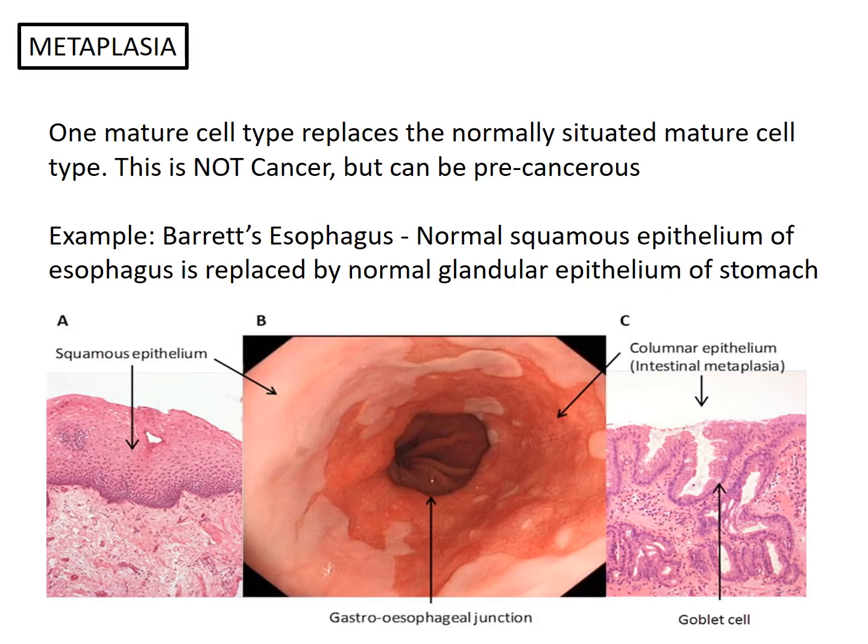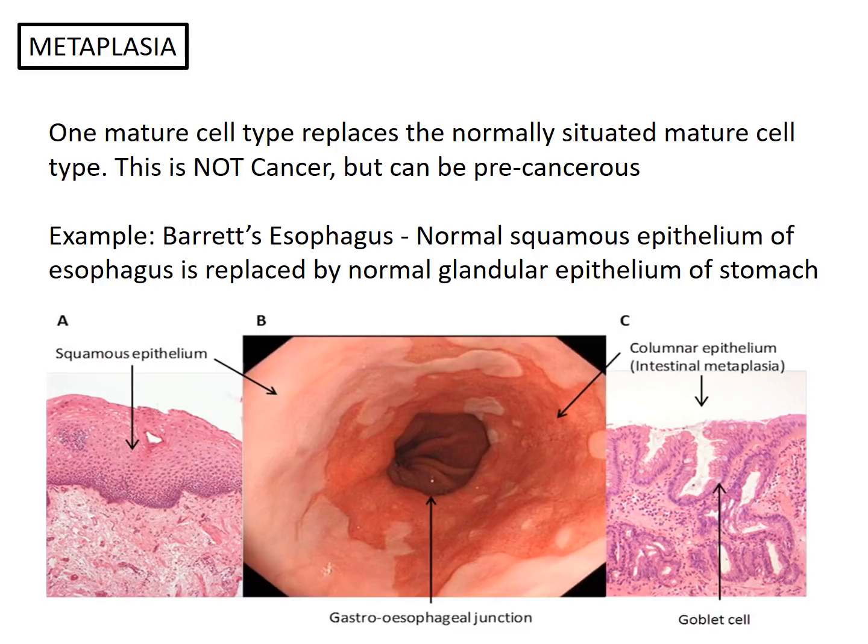Metaplasia, this one's a little bit different. This is where one normal mature cell type is replaced by a different type of cell, and the cell that's doing the replacement is also a healthy, mature, normal cell type. So this is not cancerous, but this can be a precancerous lesion. Again, using that term lesion to define the area of abnormality.